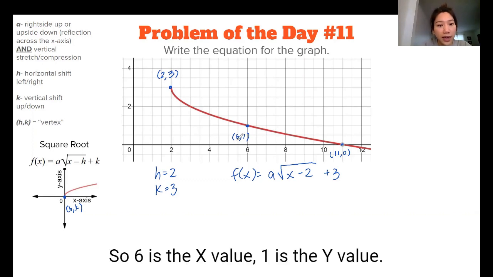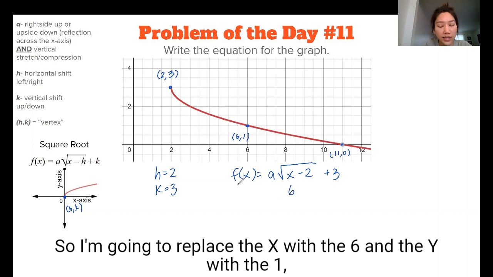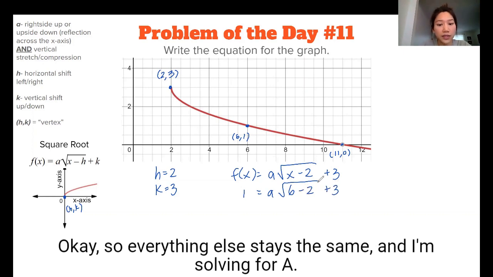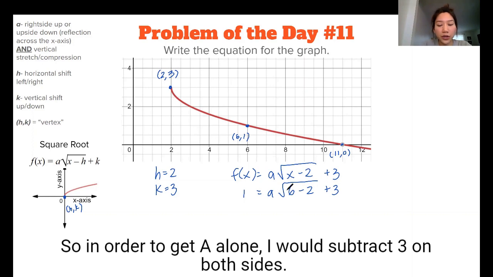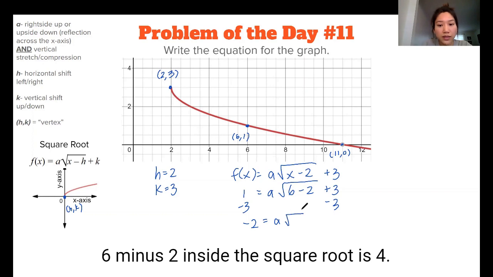So 6 is the x value, 1 is the y value. So I'm going to replace the x with the 6 and the y with the 1. And I'm going to do everything in order to solve for a. Okay, so everything else stays the same and I'm solving for a. In order to get a alone, I would subtract 3 on both sides. So 1 minus 3 gives us negative 2, and then 6 minus 2 inside the square root is 4.